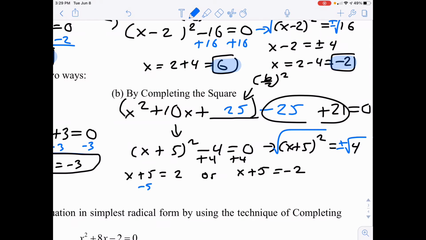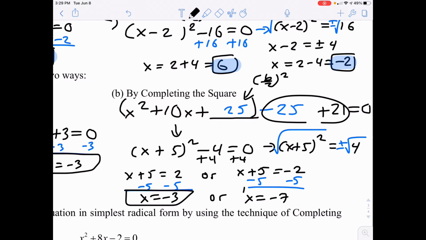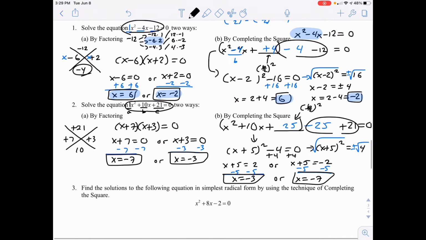And x plus 5 is equal to 2, or x plus 5 is equal to negative 2. Go ahead and subtract 5 from both sides, and we get x is equal to negative 3, or x is equal to negative 7. Again, same solutions.